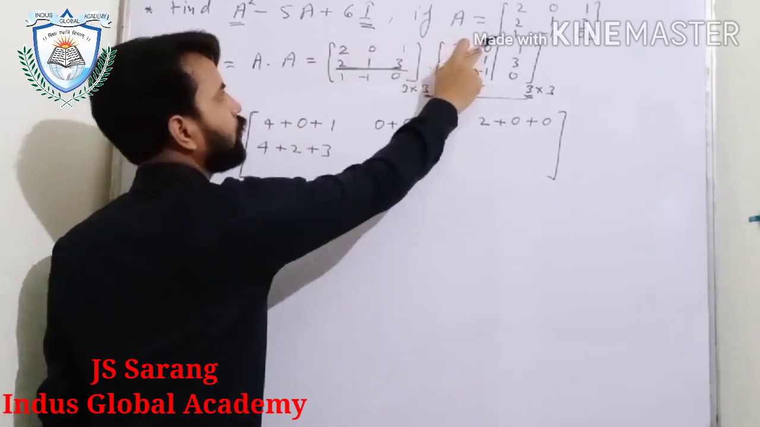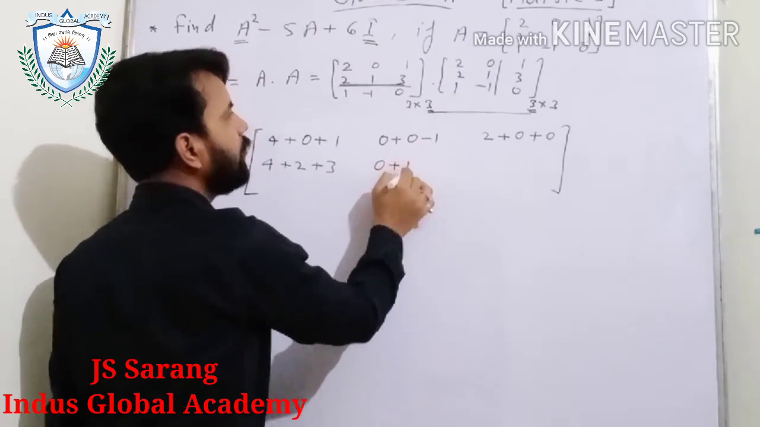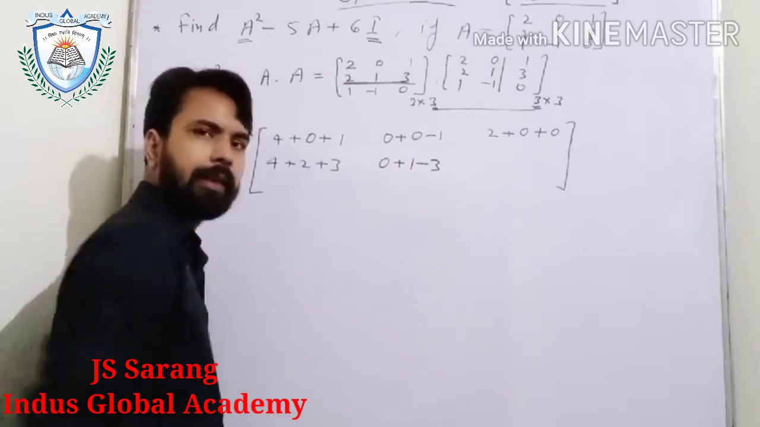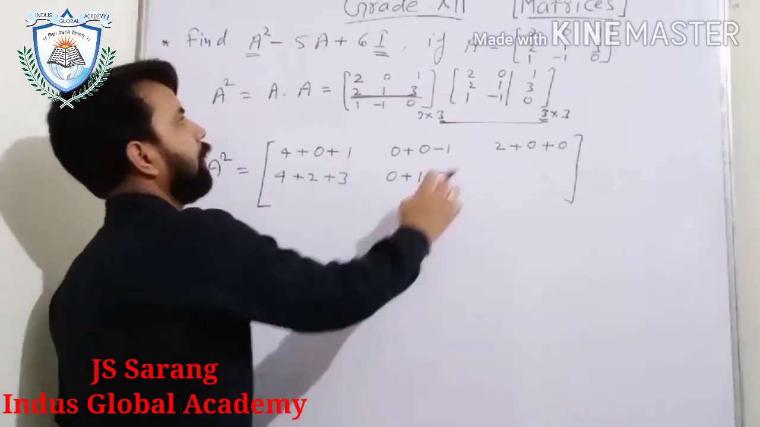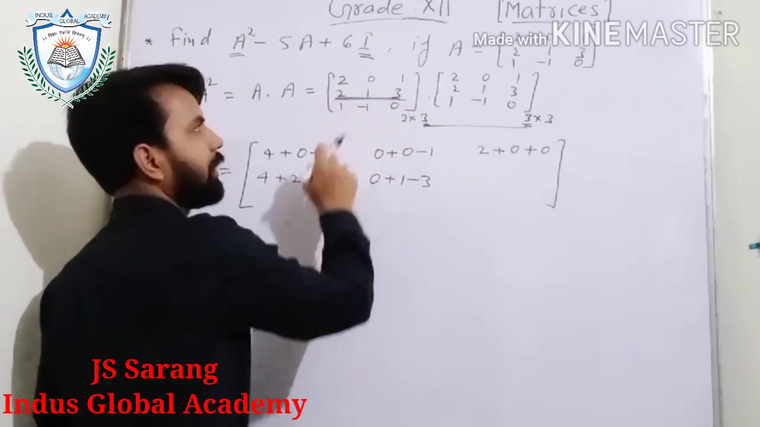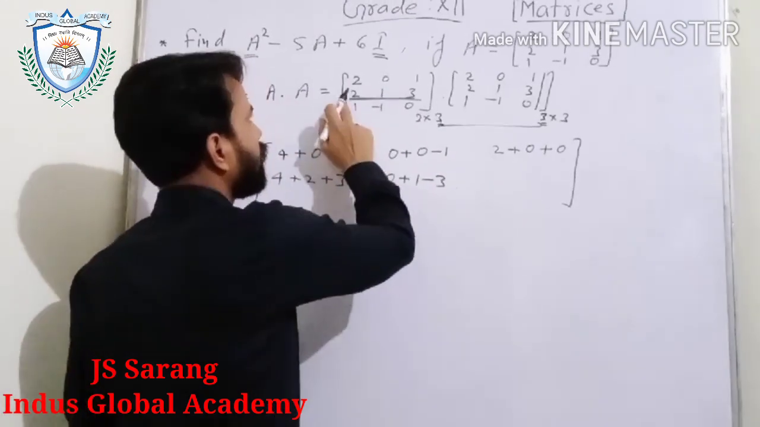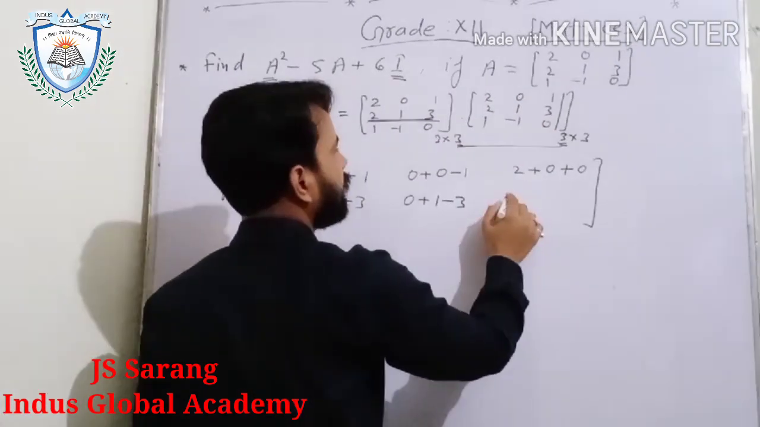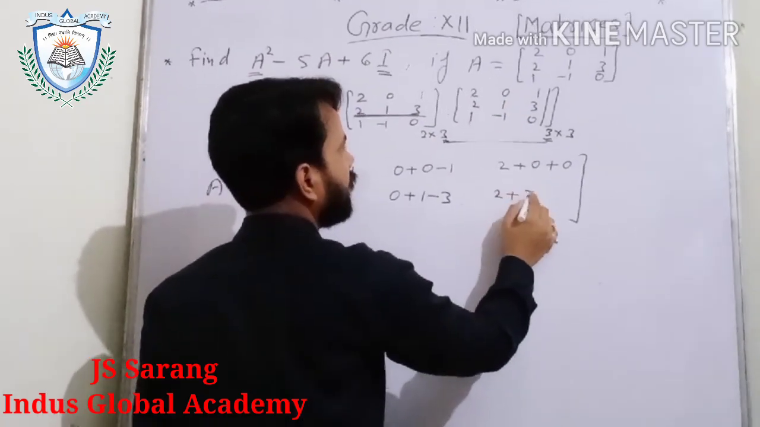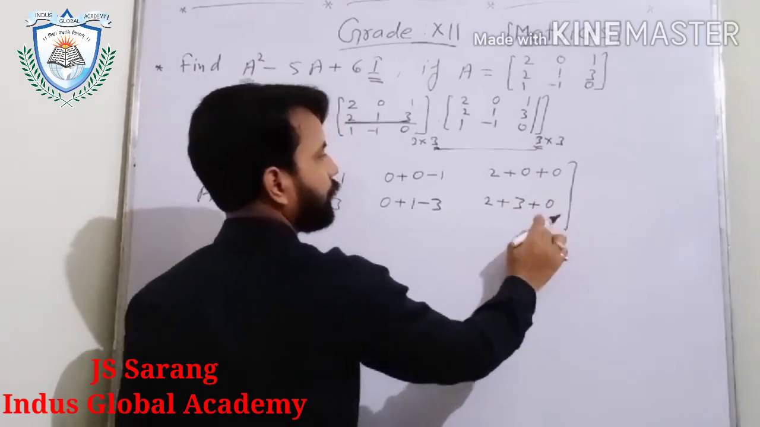Clear? Now the same row, that is the second row, is multiplied by the second column of the second matrix. So 2 into 0 is 0, plus 1 into 1 is 1, plus 3 into minus 1 is minus 3. Similarly, we will now multiply the second row of the first matrix by the third column of the second matrix. So 2 is multiplied by 1, that is 2, plus 1 into 3, that is 3, plus 3 into 0, that gives you 0.